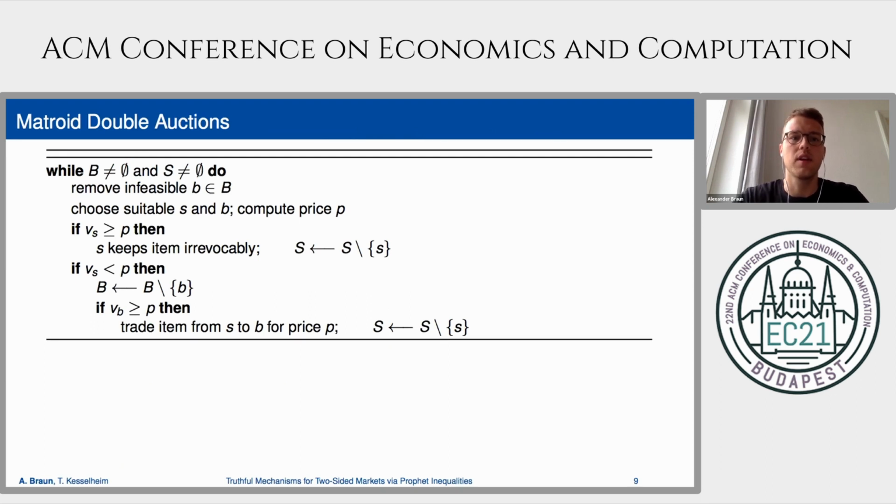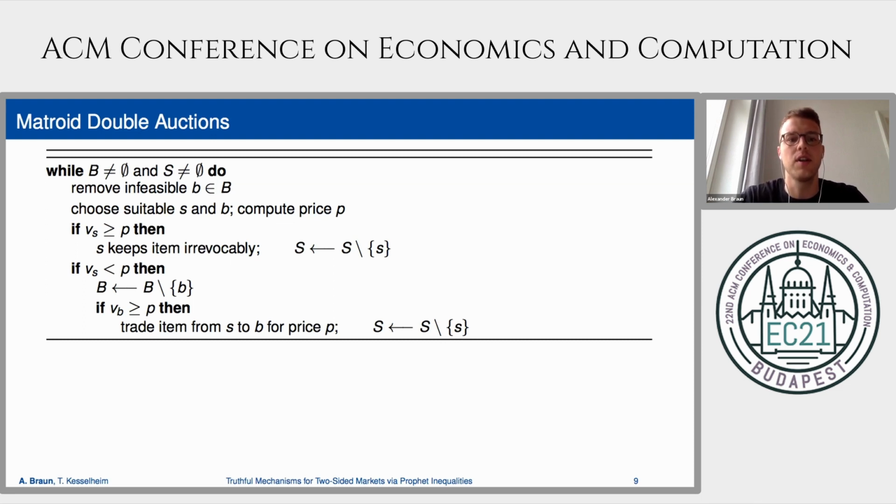And what we do is, as long as there are buyers and sellers remaining, we first remove all the buyers that are infeasible with respect to the matroid constraint. And then we choose a suitable seller and a suitable buyer and compute a price P for a trade. And this is kind of the tricky part, and I will tell you a little bit more about this in a minute. But afterwards, what we do is exactly the same thing we did for bilateral trade for this pair of seller and buyer.